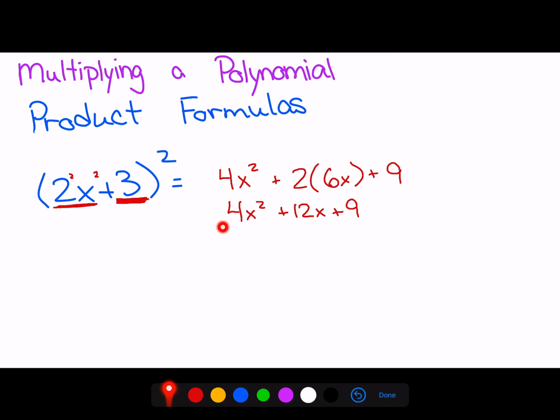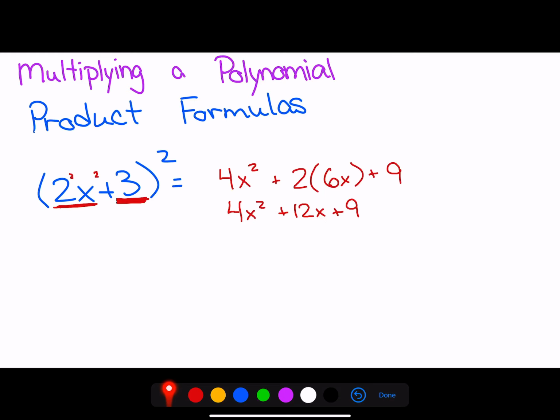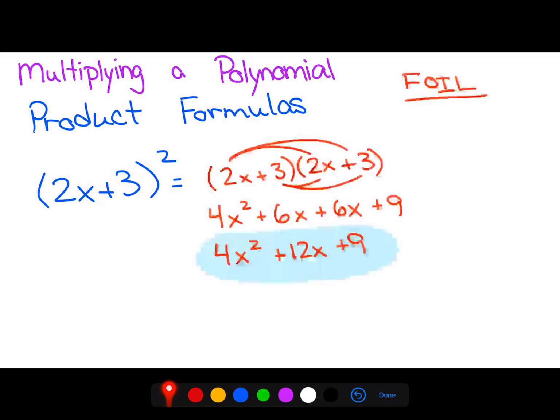Now, can you FOIL? Absolutely, you can FOIL. If you FOIL, you'll still get the same exact answer, 4x squared plus 12x plus 9. So just keep that in mind. It's just a little shortcut that you guys can use, very useful down the road. This is actually the next step in multiplying these polynomials. So learning these shortcuts, extremely useful.